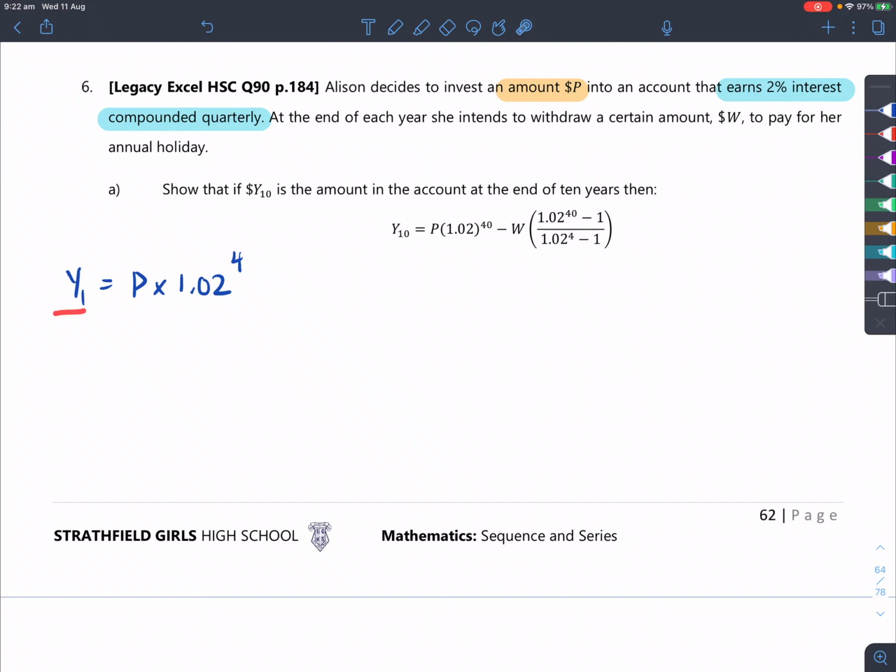Then at the end of this year, she intends to withdraw a certain amount W dollars. So we're going to subtract by W, right? Now Y2 would equal to what's invested in Y1, okay? Then we're going to multiply this by 1.02 to the power 4. This indicates that this amount is grown by 2% every single quarter for 4 quarters in a year. And we're going to subtract an amount at the end that she withdraws.